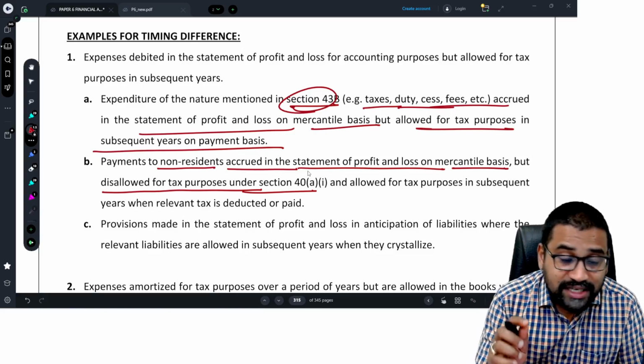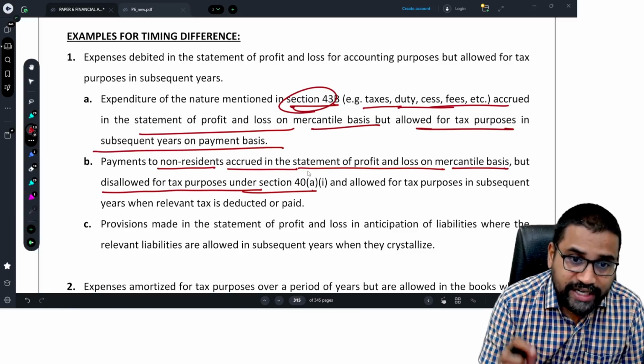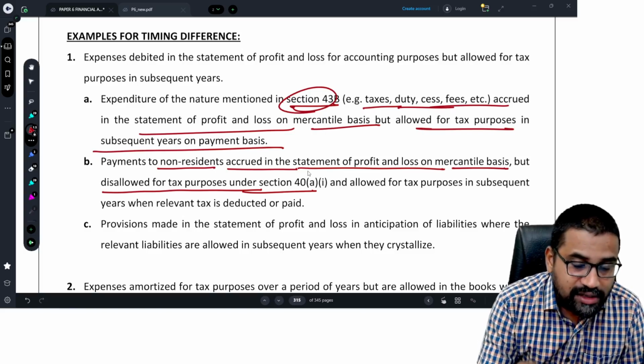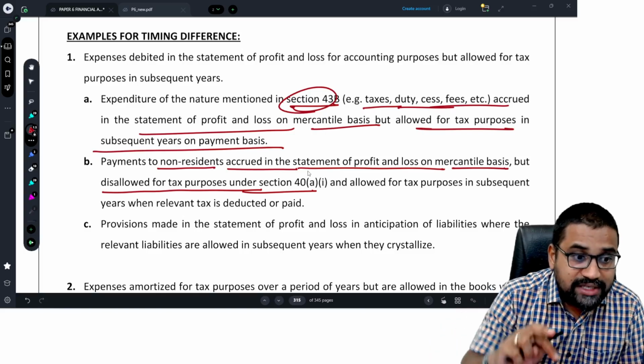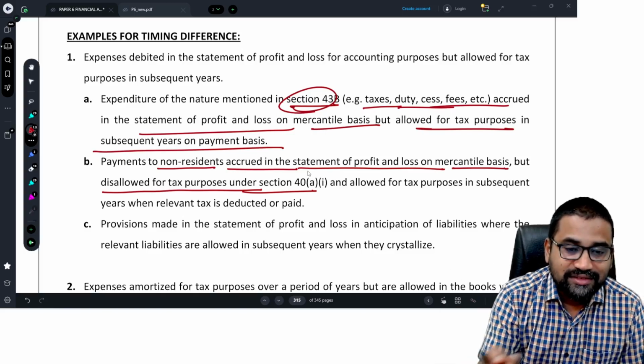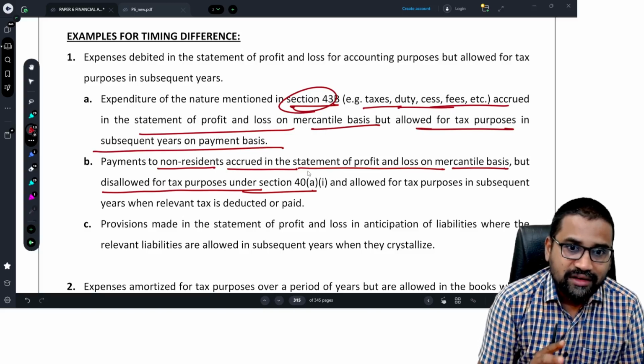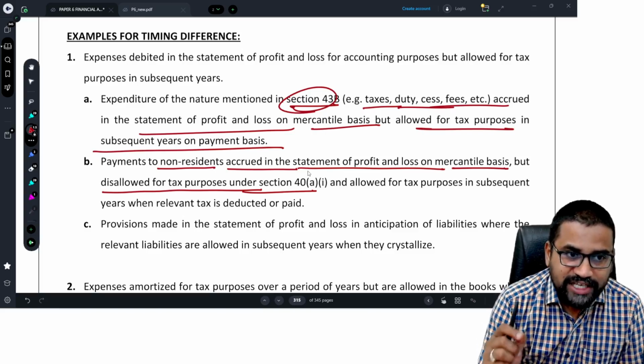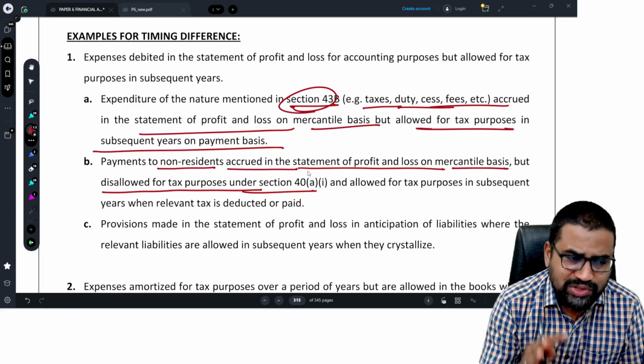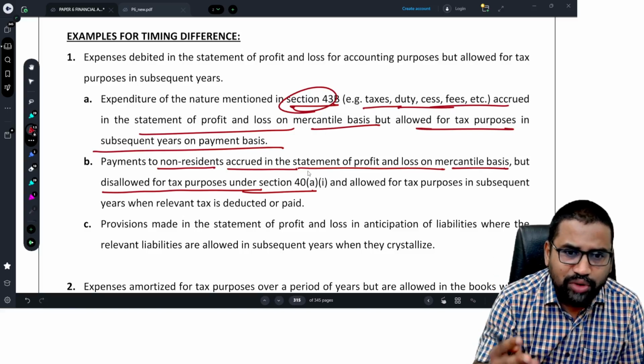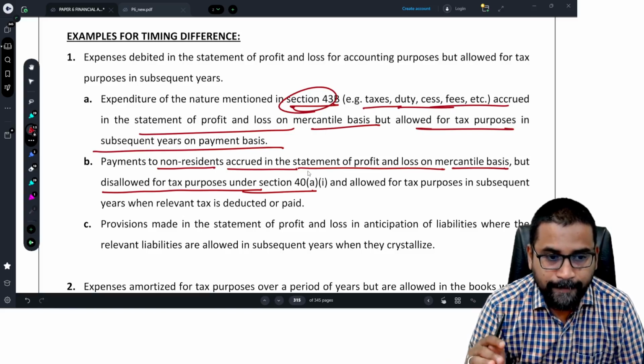See, Income Tax Act is not saying that if you don't deduct tax, we don't allow this year. In the year of payment, we allow. So that means the benefit is deferred. That's why this is timing difference. Whatever provision you book, whatever expenses you incurred, you recognize in P&L account. So there is no problem in P&L account. Whatever you want, you can recognize in P&L account.